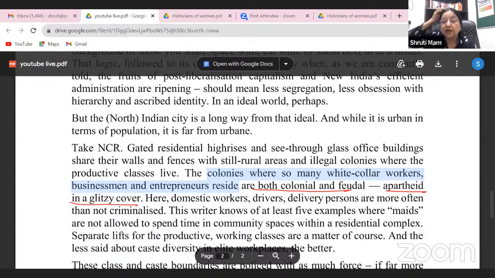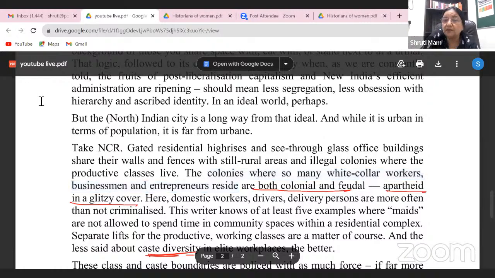This writer knows of at least 5 examples where maids are not allowed to spend time in community spaces, with separate lifts for the productive working class as a matter of course, and the less said about caste diversity, the better. Look at how he highlights. Last paragraph. Can you see how he's building?